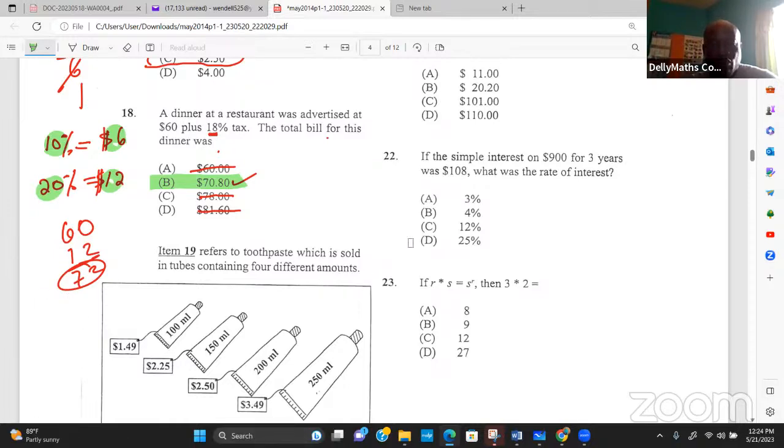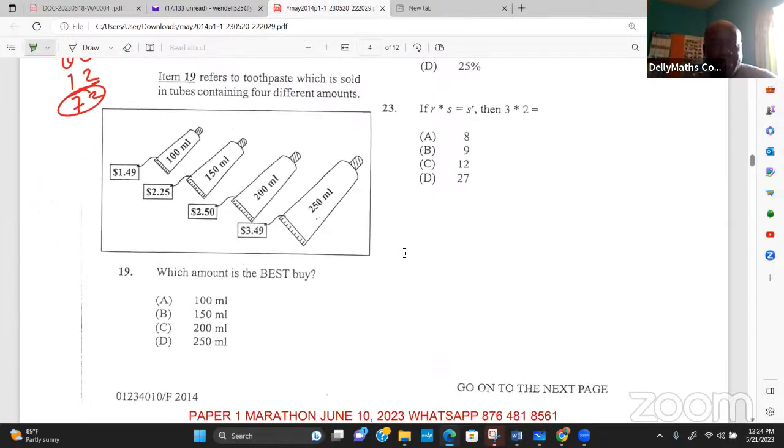All right, let's go to number 19. So number 19 says, item 19 refers to the toothpaste which is sold in tubes containing 4 different amounts. Now, you're going to have to be very creative with this. Remember, you don't have a calculator. And basically, they want you to find which is the best buy. Now, you want to see which one you get the better for your dollar. For your dollar, you want to see how much you get.